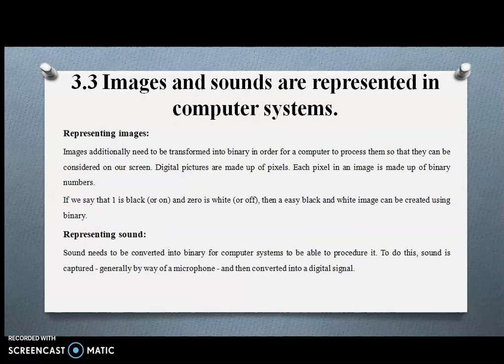3.3 Images and sounds are represented in computer systems. Images also need to be converted into binary in order for a computer to process them so that they can be viewed on our screen. Digital images are made up of pixels. Each pixel in an image is made up of binary numbers.